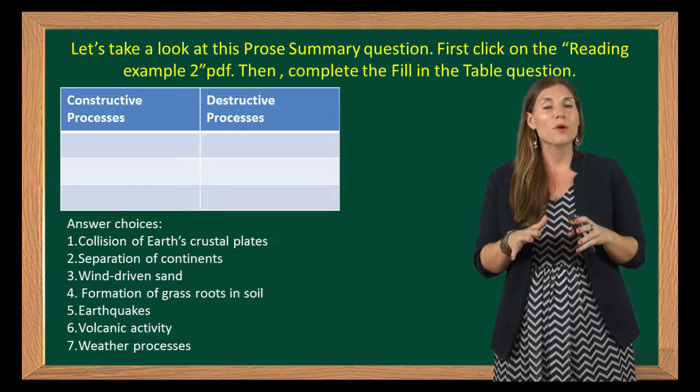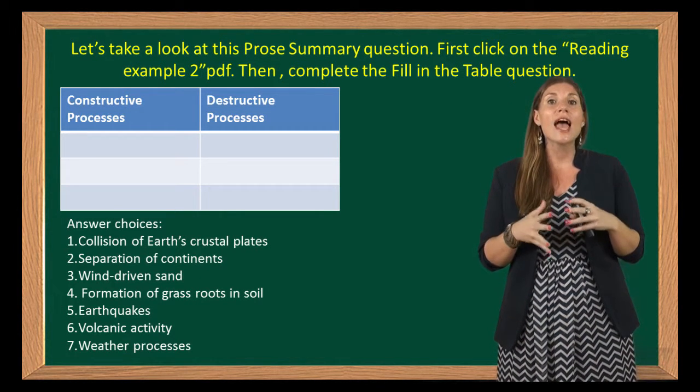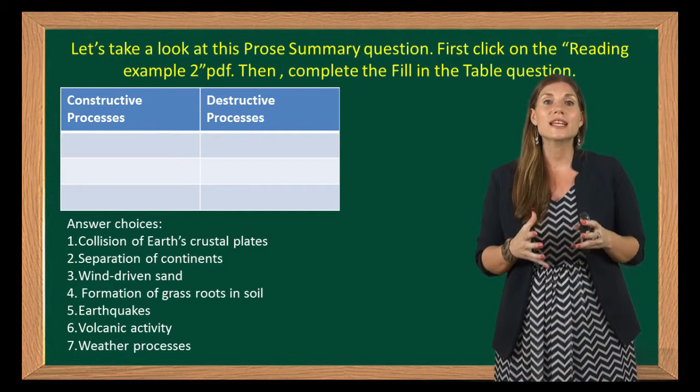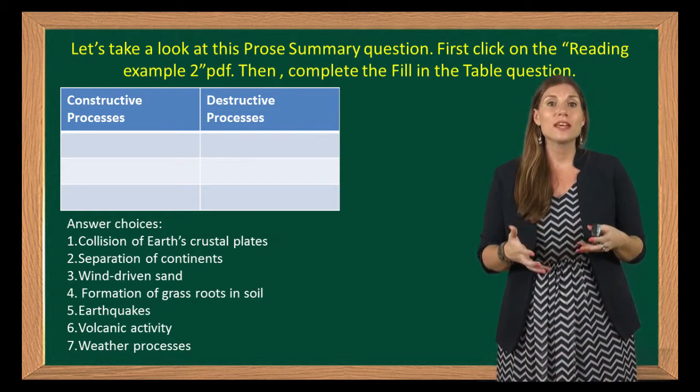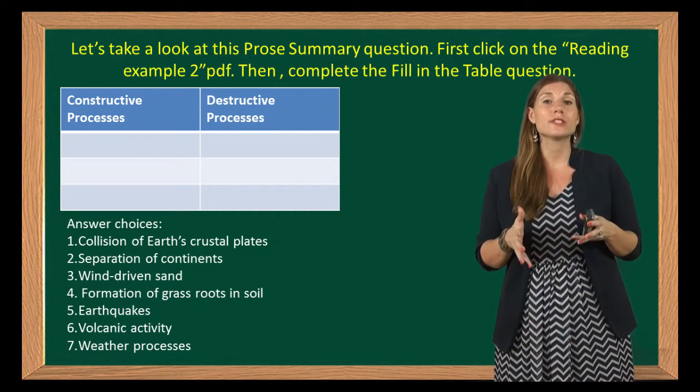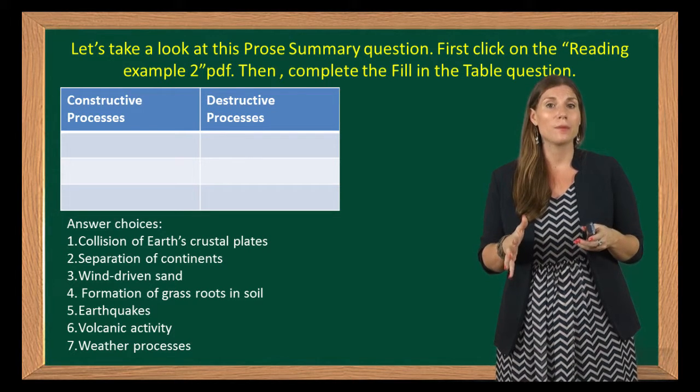Okay, so at this point, I need you to stop again and open the PDF labeled Reading Example 2. With this, you will be able to complete the prose summary question. So do that now.